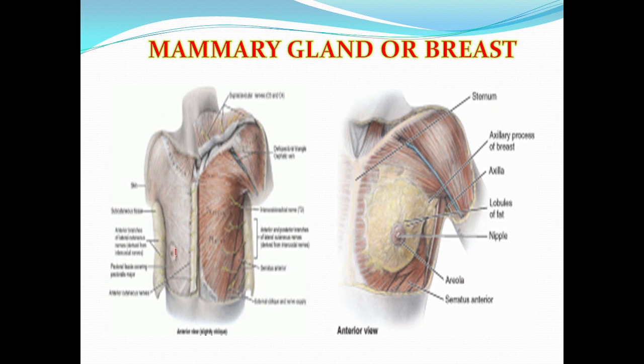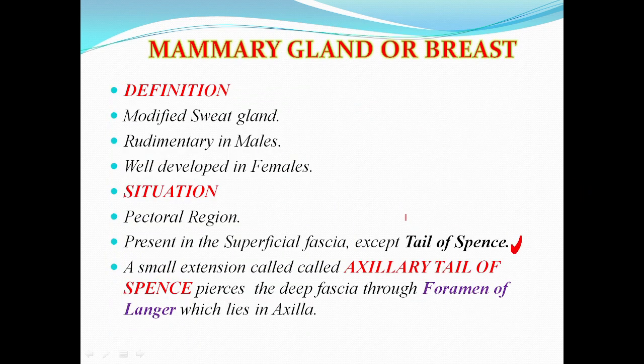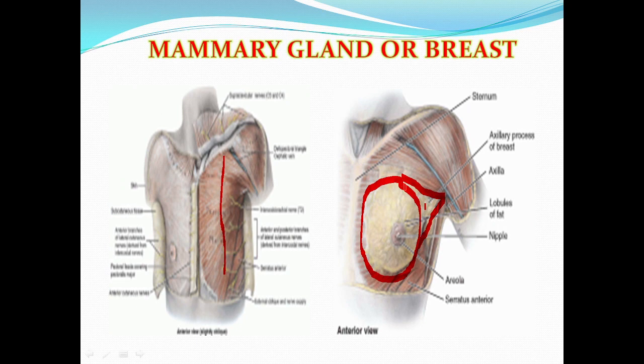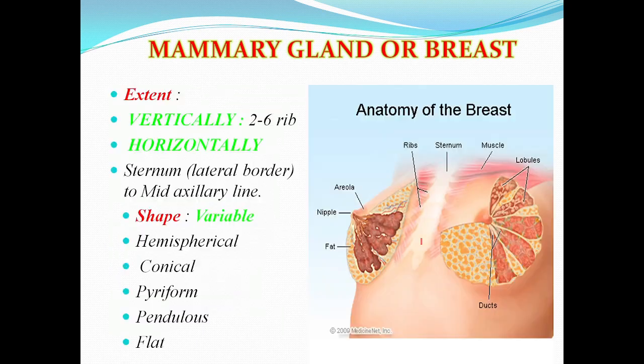Try to observe here: we have removed the skin and we can see the fasciae. Then we immediately identify, as we spoke in the previous session, the pectoralis major muscle. Now observe here in the female, in the superficial fascia, this is the mammary gland. Where it extends into the axilla, into the deep fascia, this is called the axillary tail of Spence, which I told you about in the previous slide. At this level, it passes through a foramen called the foramen of Langer.